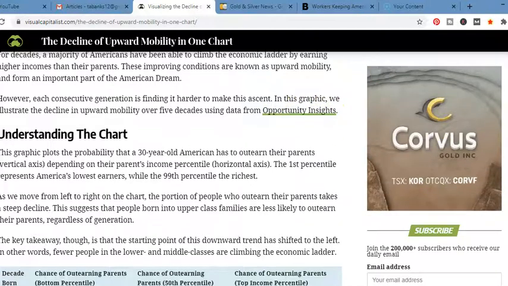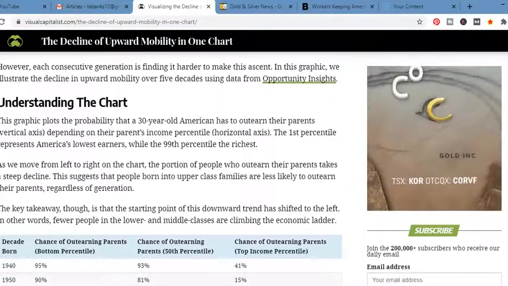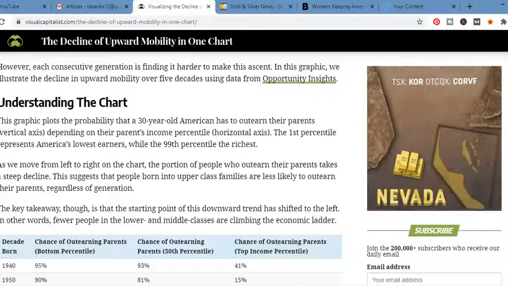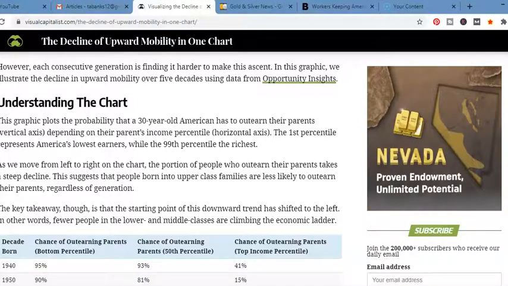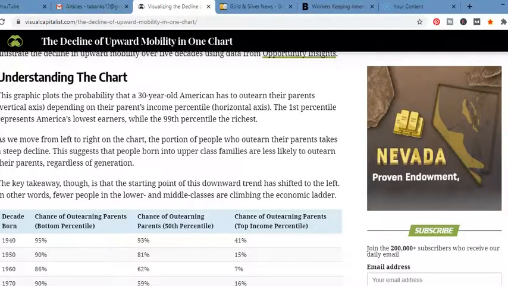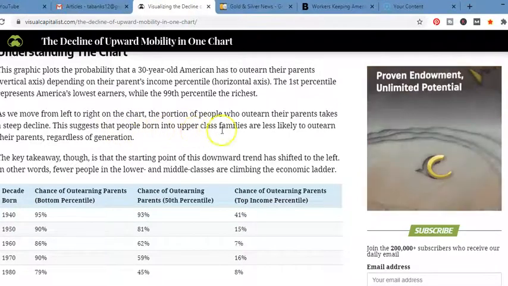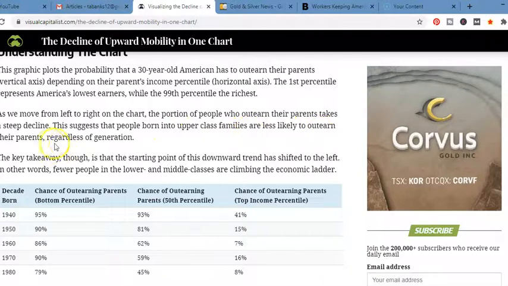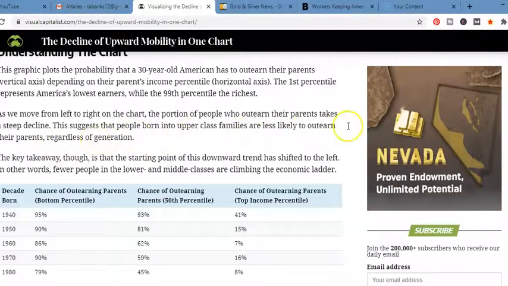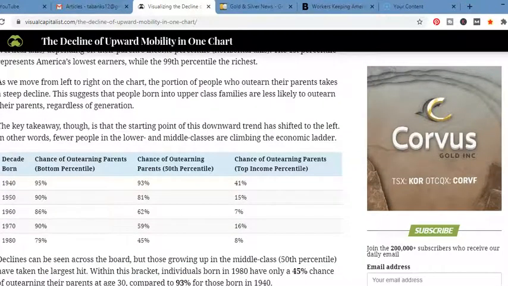In understanding the chart, the graphic plots the probability that a 30-year-old American will out-earn their parents, vertical axis, depending on their parents' income percentile, horizontal axis. The first percentile represents America's lowest earners, while the 99th percentile are the richest. As we move from left to right on the chart, the portion of people who out-earn their parents takes a steep decline. This suggests that people born into upper class families are less likely to out-earn their parents regardless of generation. And that is a new phenomenon. The takeaway, though, is that the starting point of this downward trend has shifted to the left.